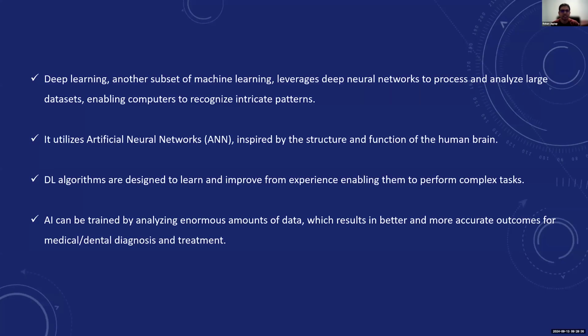Deep learning is another subset of machine learning, where basically the main difference is more neural networks. It's much deeper, and you can analyze large data sets with it. It also helps computers recognize those minute intrinsic patterns. In deep learning, the main thing used is artificial neural networks.